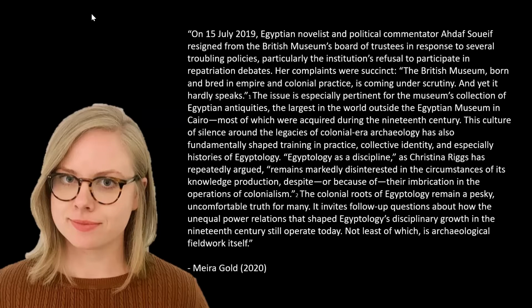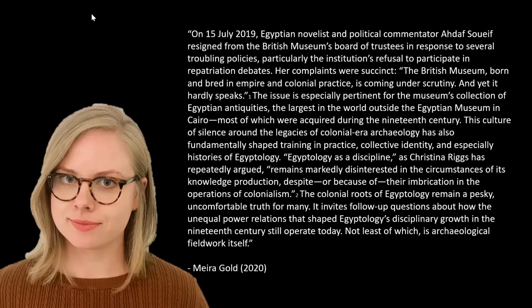So the idea is that how you do Egyptology, some features of even current Egyptology, can be explained as being due to its colonial origin. Egyptology as a discipline, as Christina Riggs has not repeatedly argued, remains markedly disinterested in the circumstances of its knowledge production, despite or because of its implication in the operations of colonialism, which maybe makes Egyptology a bit different from archaeology. The archaeologists I've spoken to do seem to be extremely aware of this. The colonial roots of Egyptology remain a pesky, uncomfortable truth for many.